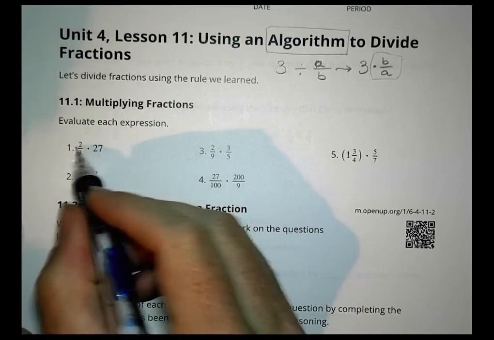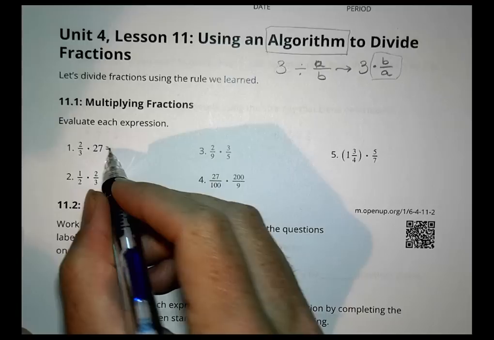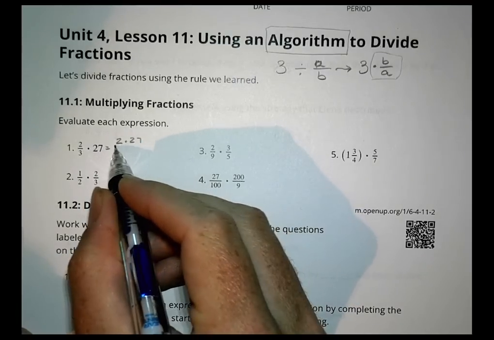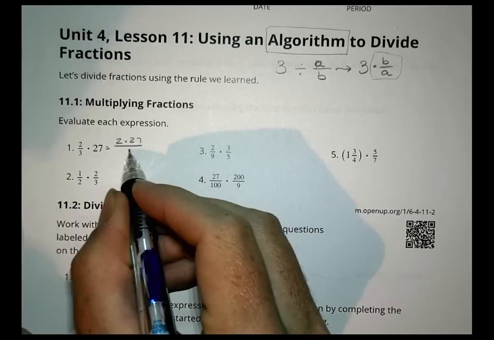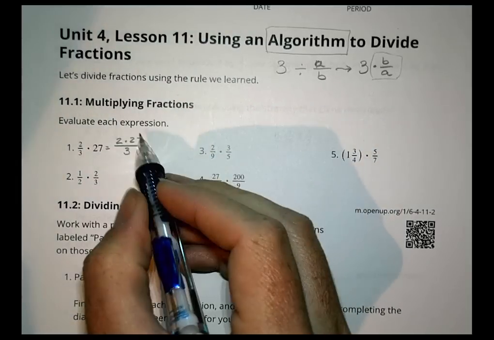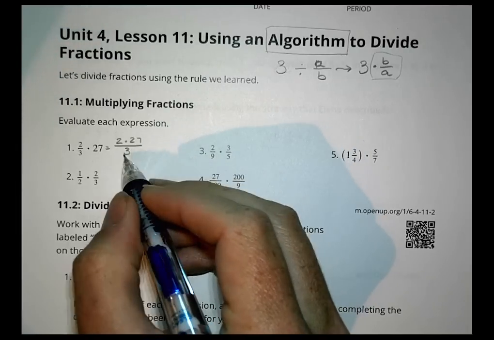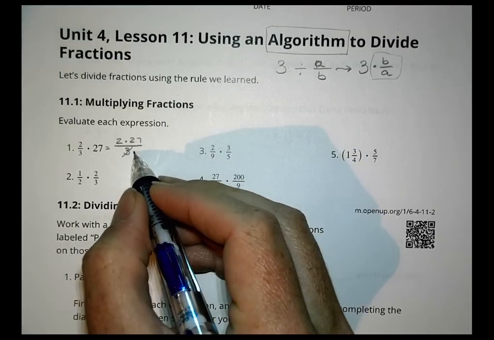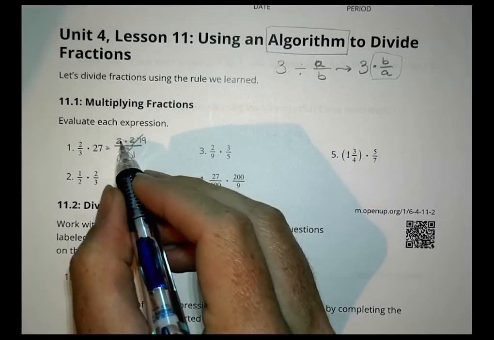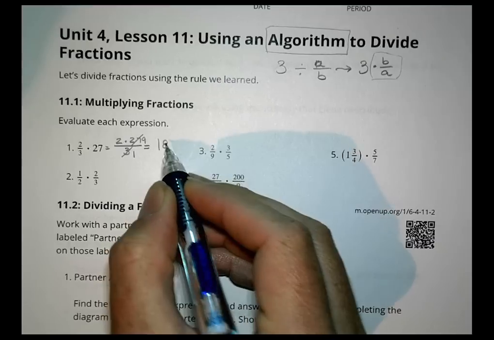If I was to actually multiply this out, we could have 2 times 27, all over the 3. If you set it up like that, I know that the 3 and the 27 are related because 3 times 9 is 27. So I would reduce this to 9 over 1. That leaves me with 2 times 9, which is equal to 18.